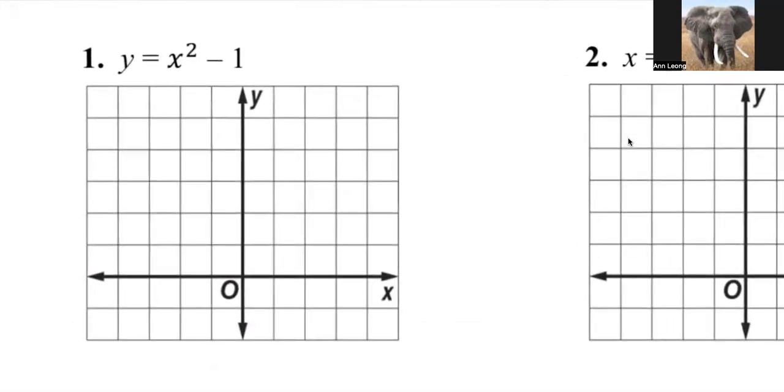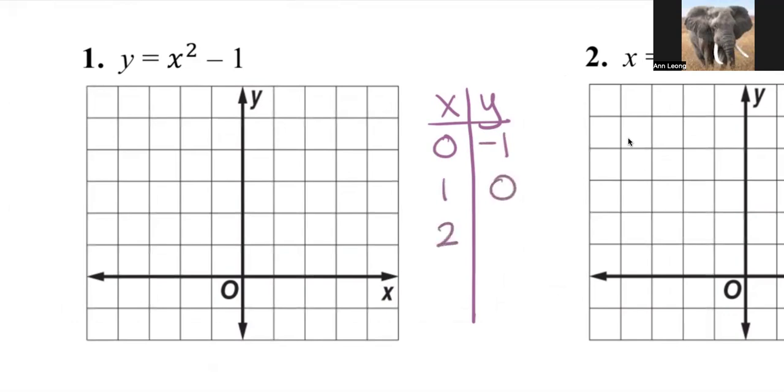All right, so for number one, this is going to be a parabola. If you didn't know that, that's okay. You can plug in numbers for x and y, and you can get a bunch of points to plot. All right, so we got 0, -1, 1, 0, 2, 3. Let's go to the other side as well. If I plug in -1, I also get 0. If I plug in -2, I also get 3. So you see this parabola forming, this U shape.